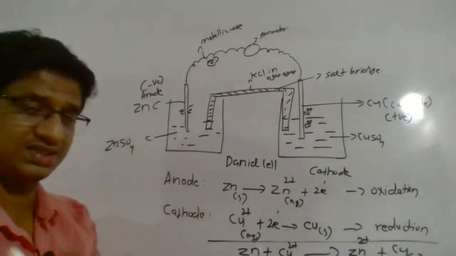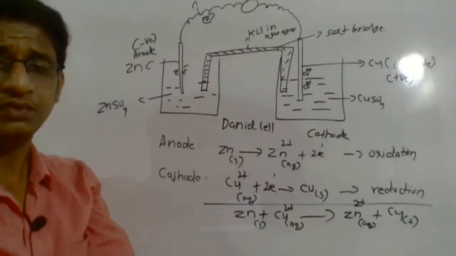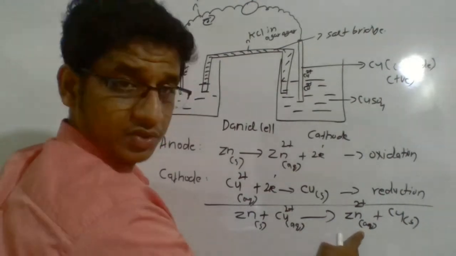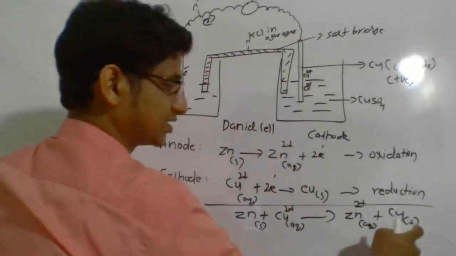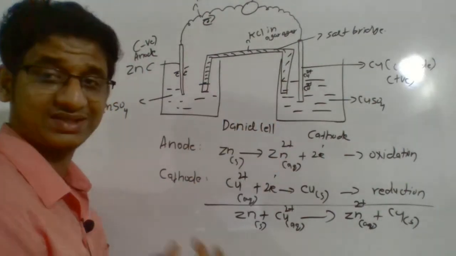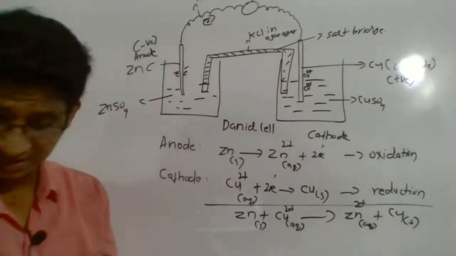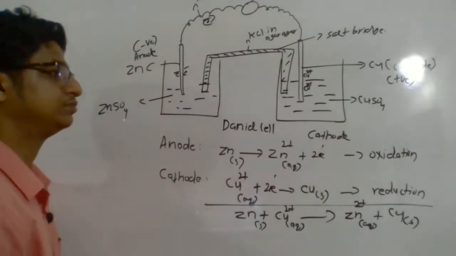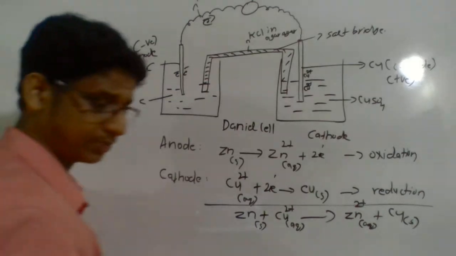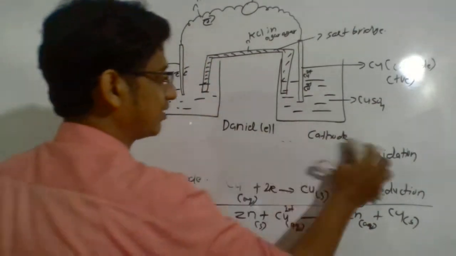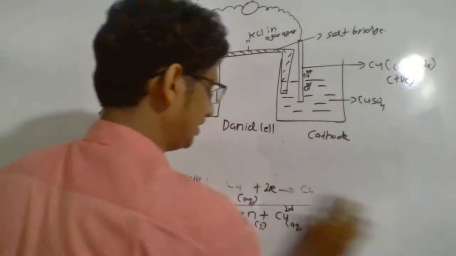So here you can see an overall reaction you can represent like this, where zinc is converted into Zn2+, copper 2+ is converted into copper. That's what basically at the end the reaction is taking place. So that we can say an overall reaction or cell reaction. Another important point that you can remember, how to represent the cell. How we can represent a particular galvanic cell.